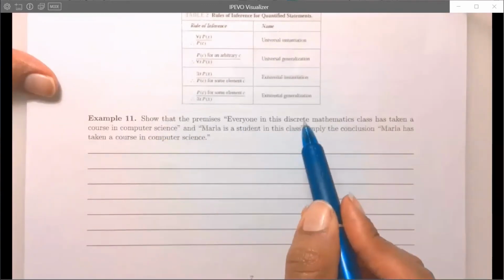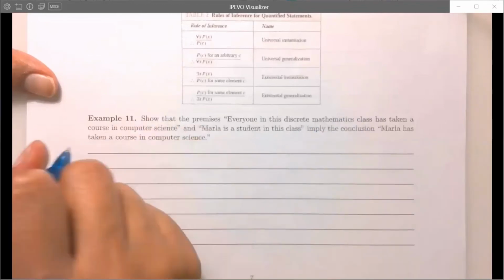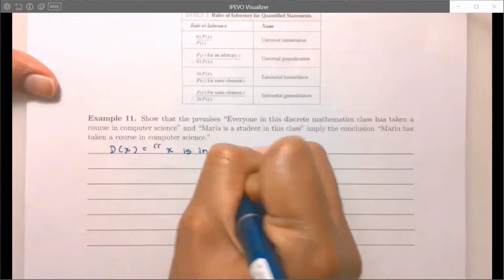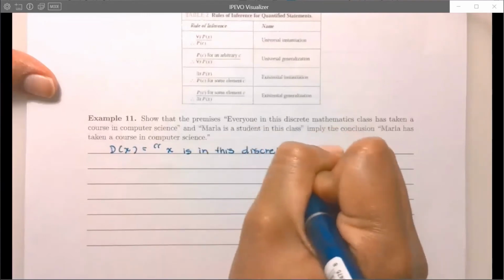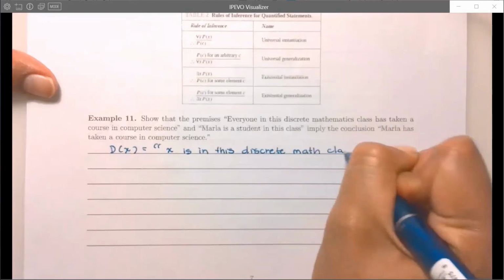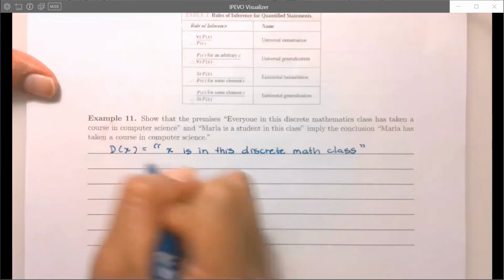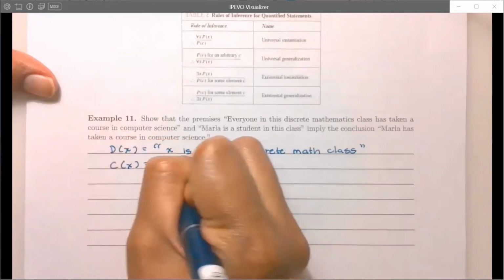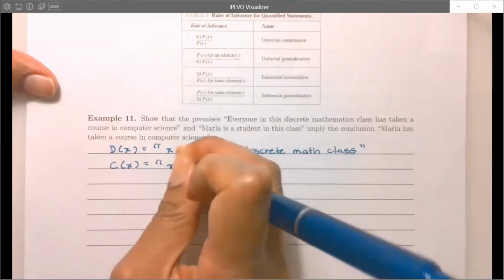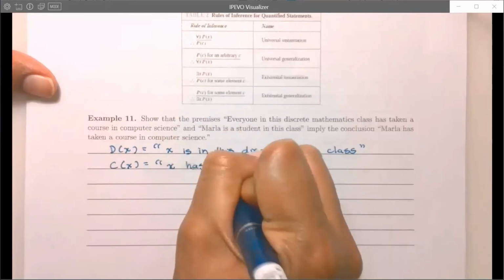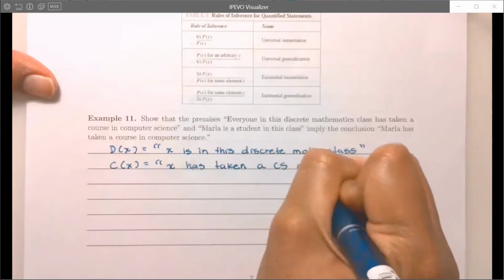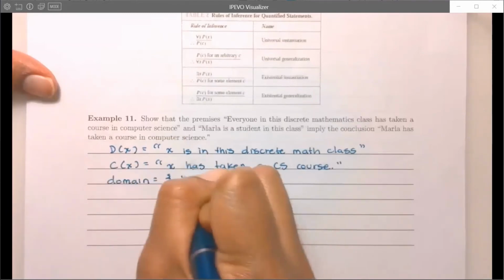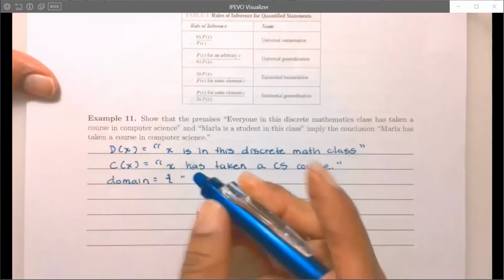Here we have everyone in this discrete mathematics class has taken a computer science course, everyone meaning for all, and then in this discrete mathematics class, that's going to require a propositional function. So I'm going to define D of x as x is in this discrete math class. And we'll need another propositional function to define has taken a computer science course. So let C of x express that. The domain for both of these functions, I'll go ahead and write as students in the school.